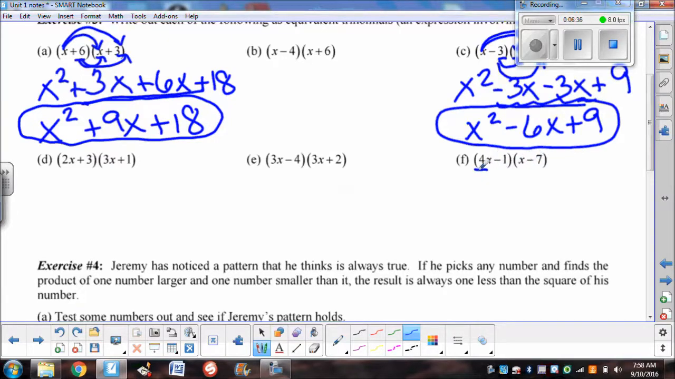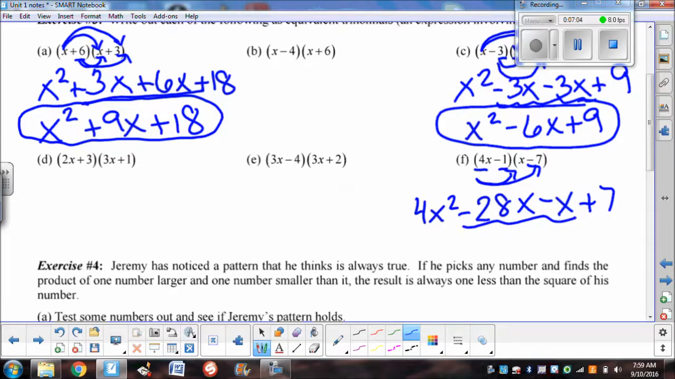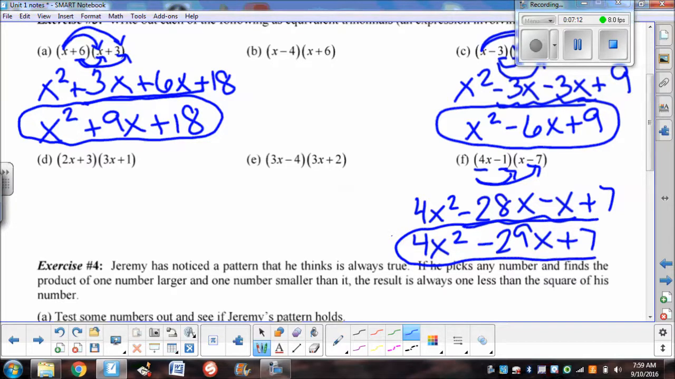So binomial times binomial, start that double distributing process for x times x. That's going to be 4x squared. 4x times negative 7. Remember, we're distributing, so it's all multiplication. Negative 28x. Now distribute that negative 1. Negative 1 times x is a negative 1x. And negative 1 times negative 7 is a positive 7. Combining like terms, 4x squared minus 29x plus 7 as our final answer.